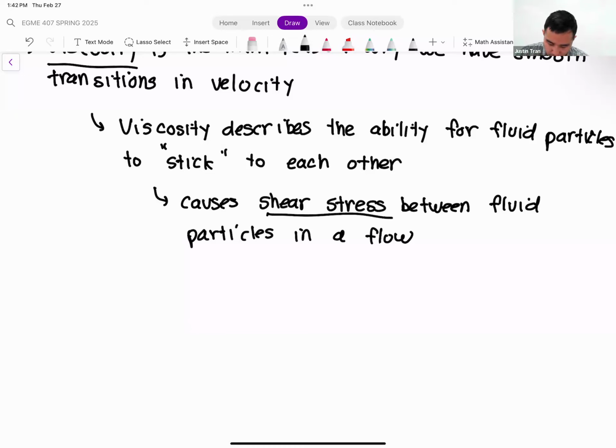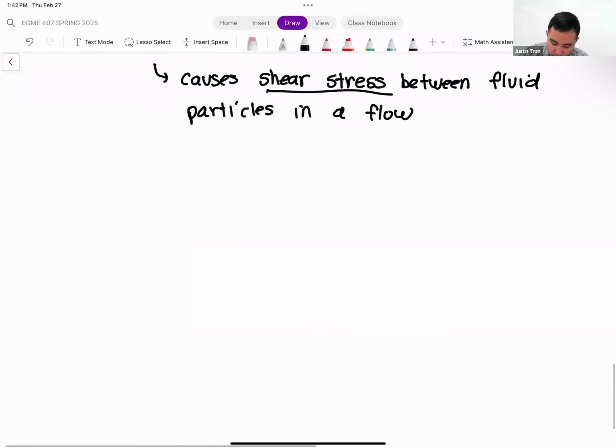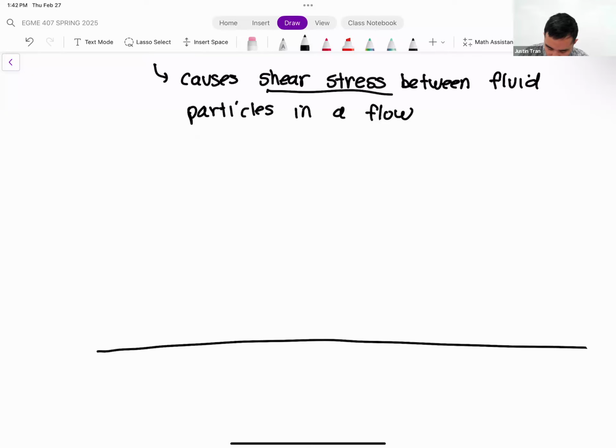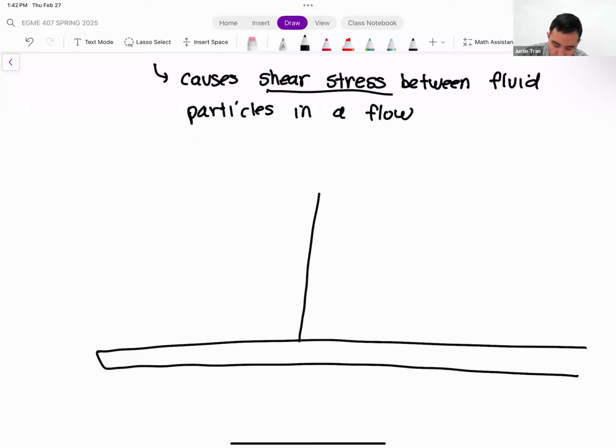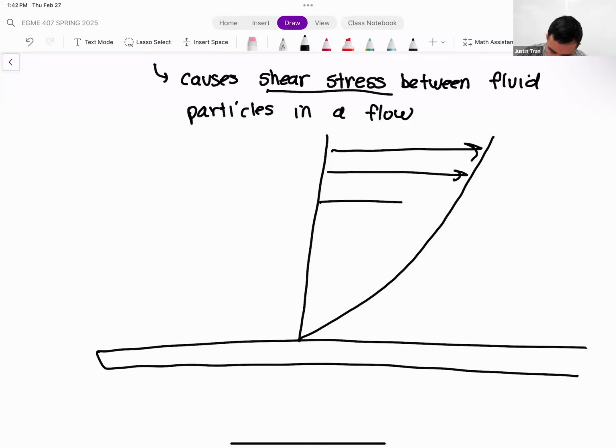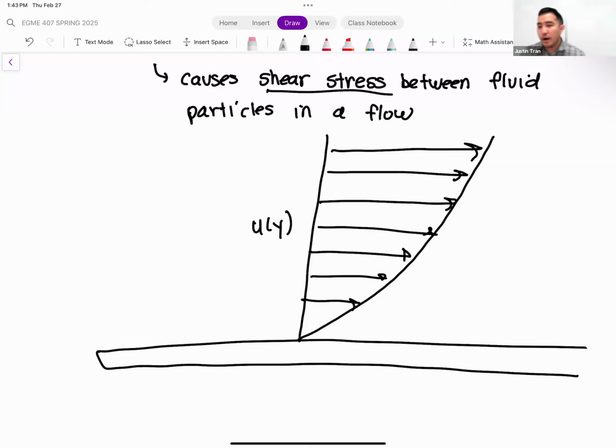Okay. So let's dive into what that really means. And so let me draw our boundary layer again. So let me draw our surface here. And let me just focus on the distribution of velocity within the boundary layer. So let's draw this here. So this distribution here represents our velocity as a function of y.